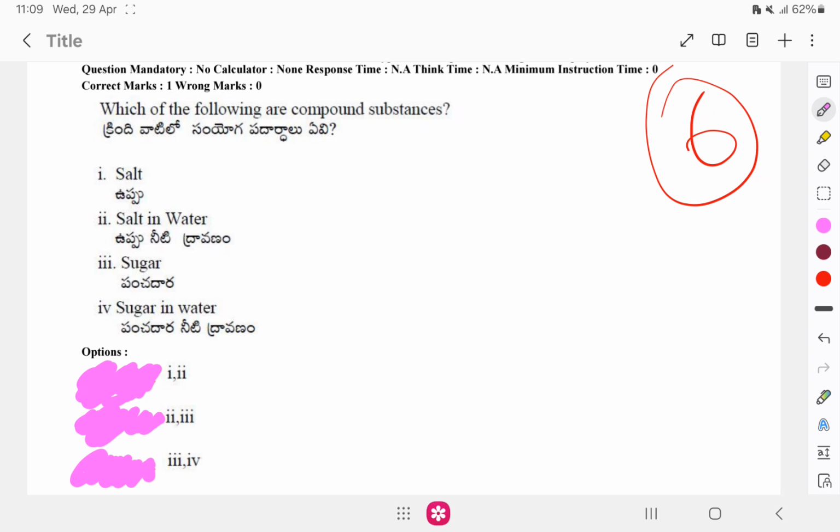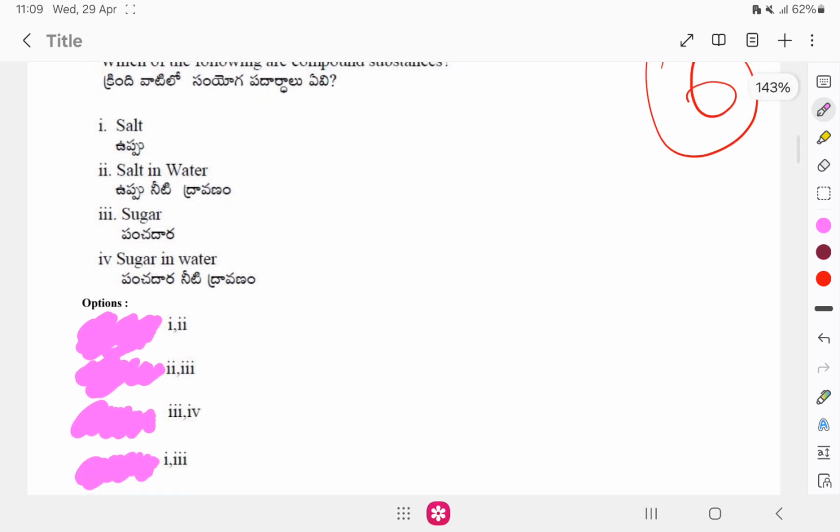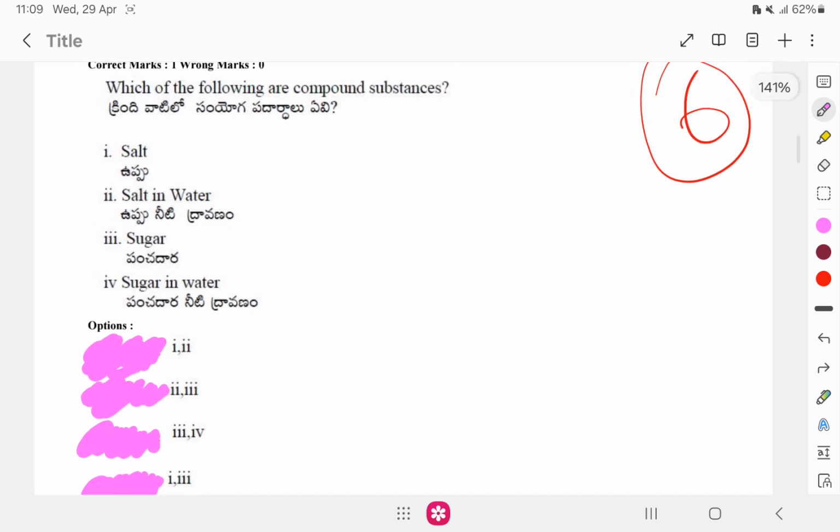Next question, friends. Which of the following are compound substances? Here are the options. I am giving you 5 seconds. 1, 2, 3, 4, 5. Which of the following are compound substances? And the correct answer is salt and sugar.